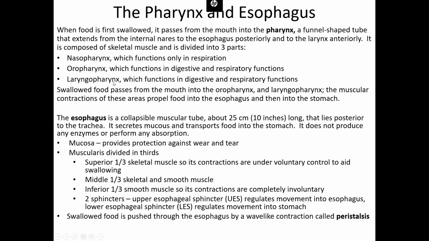Stuff goes down into the laryngopharynx, and I say stuff because it could be food and drink, or it could be air, so it's both digestive and respiratory in function.